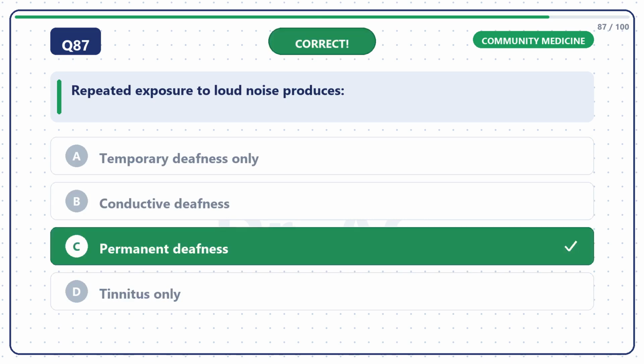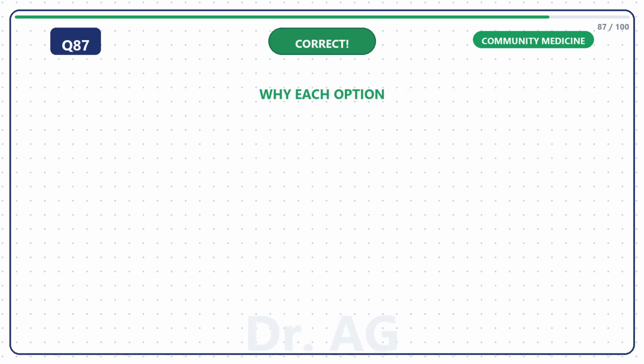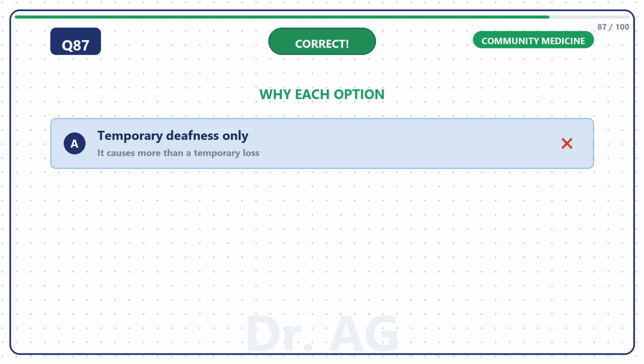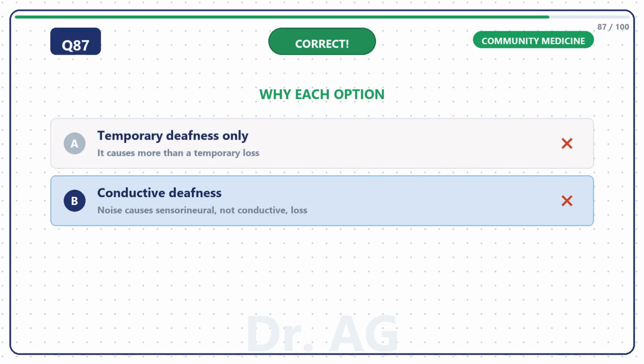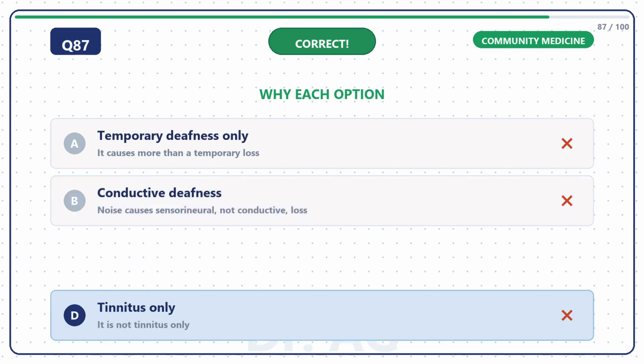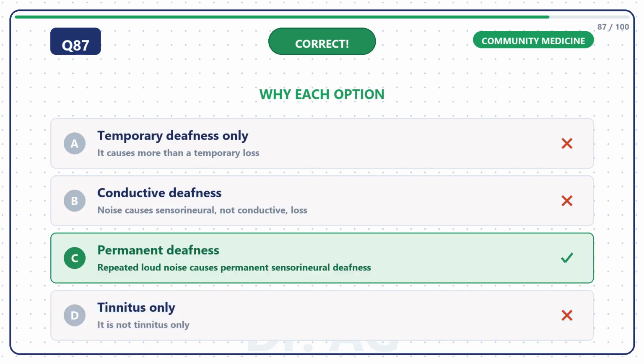The correct answer is option C. Permanent deafness. Let's go through the options. Temporary deafness only. It causes more than a temporary loss. Conductive deafness. Noise causes sensorineural, not conductive, loss. Tinnitus only. It is not tinnitus only. And the correct answer is permanent deafness. Repeated loud noise causes permanent sensorineural deafness. So, the right answer is option C.